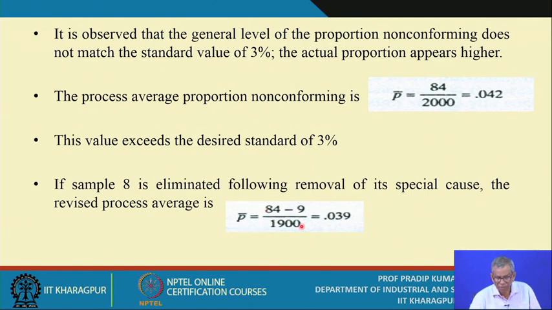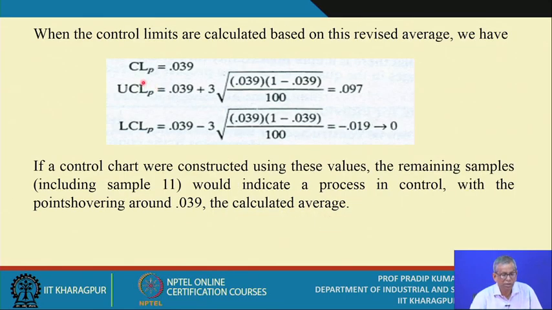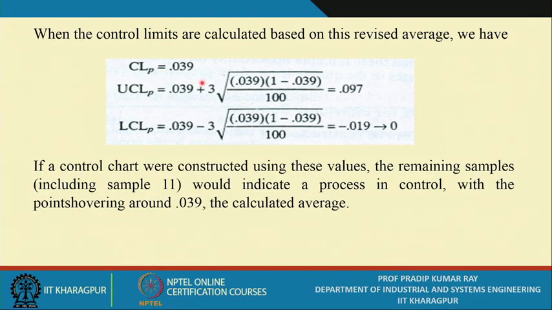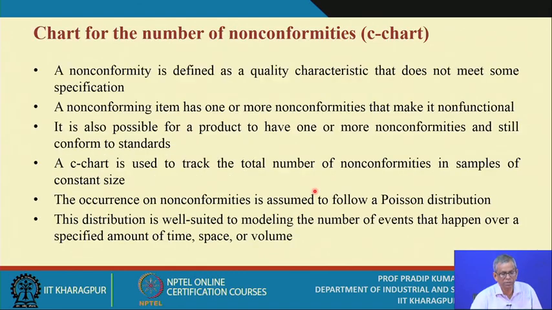Obviously you recalculate the P bar values, and then again you calculate the center line, upper control limit and lower control limit. Again you find the lower control limit is negative, so it is converted to 0. The remaining samples, including sample 11, would indicate a process in control, with the points hovering around 0.039. That means the process is performing around this value 0.039. So that is the interpretation.